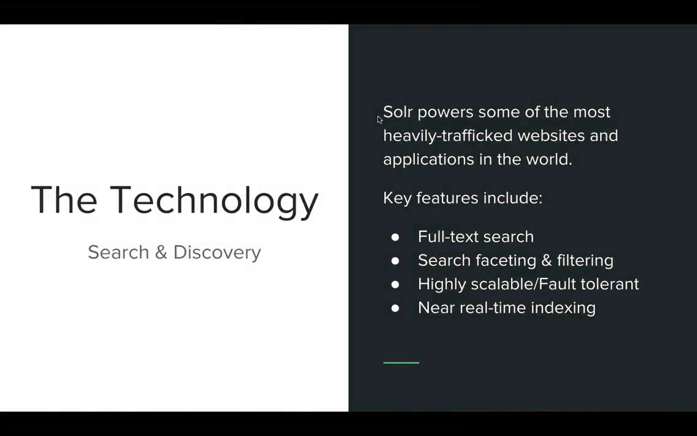So next is Apache Solr. Now, Apache Solr is used for discovery within Islandora. Solr is very powerful, flexible, and configurable. It's used on some of the most heavily trafficked websites and applications worldwide. Key features include full text search, search faceting and filtering. It's highly scalable and fault tolerant, and provides near real-time indexing. So for example, if we ingest an object into Islandora, it's going to be indexed within Solr almost immediately, and it's going to become searchable within 30 seconds.